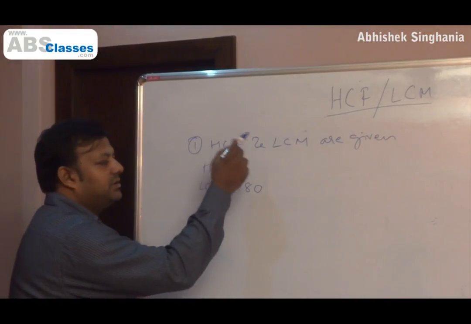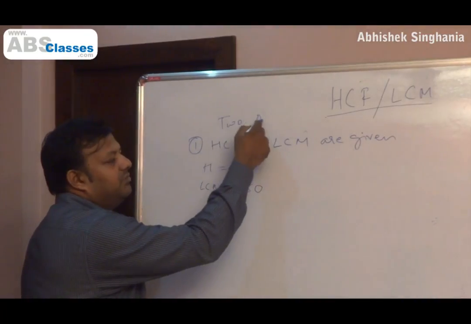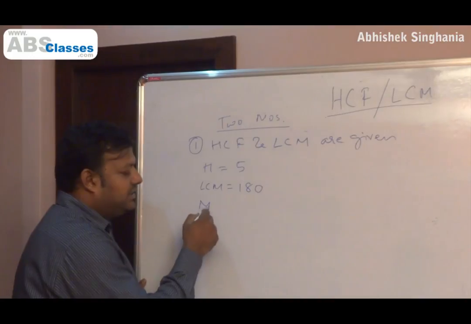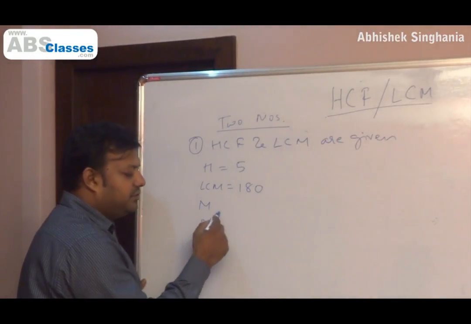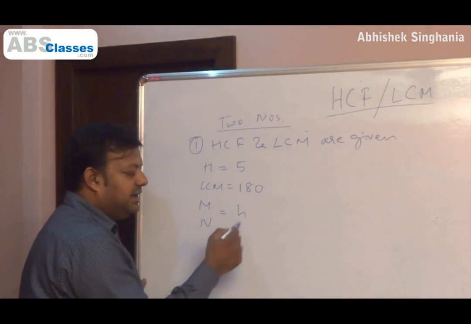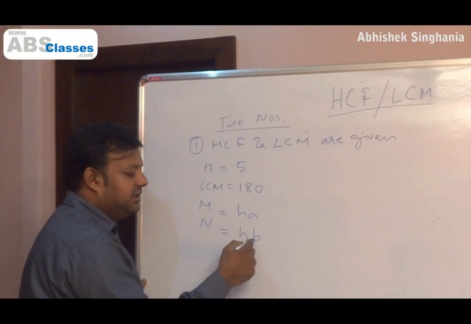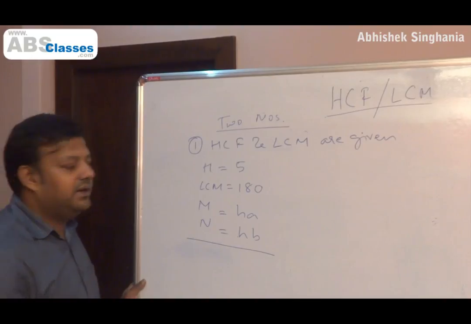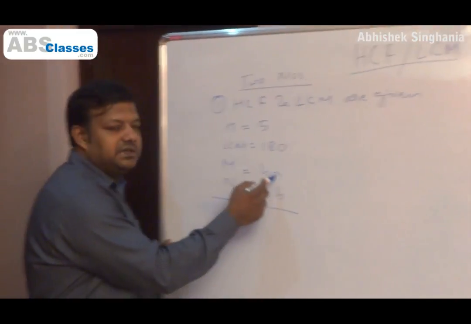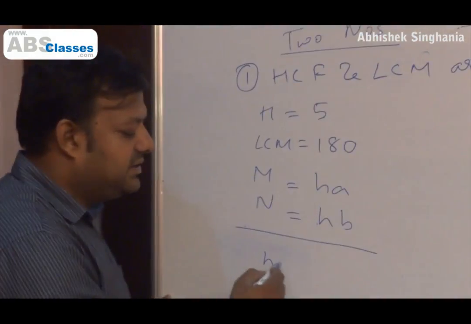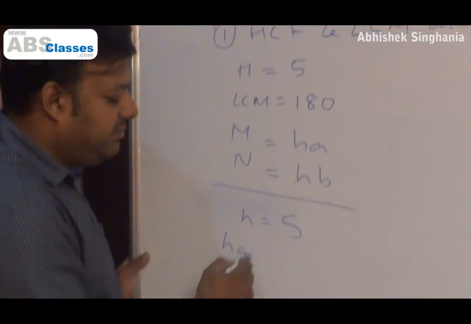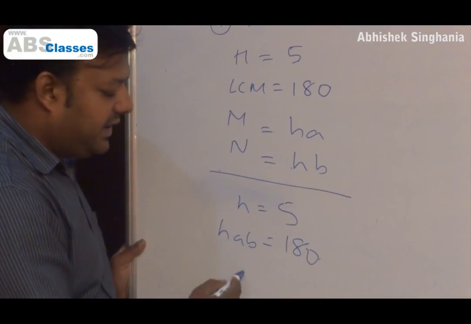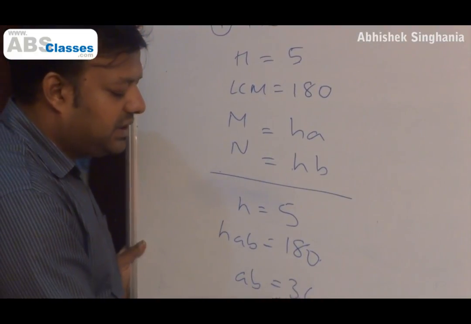We are talking about two numbers, and we are looking for two numbers which will follow these conditions. So let the numbers be M and N. We are saying that M is HA and N is HB, which means the highest common factor is H, and the LCM will be HAB. So H is equal to 5 and HAB is equal to 180. Now if I divide, I'll get AB is equal to 36.